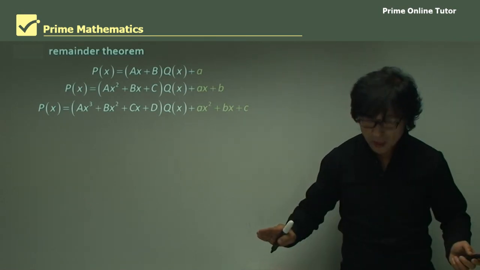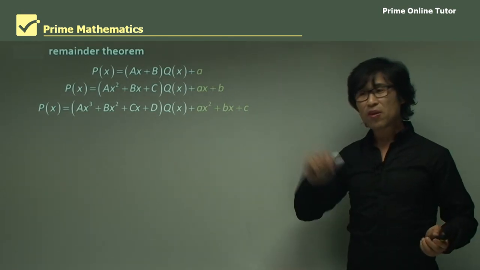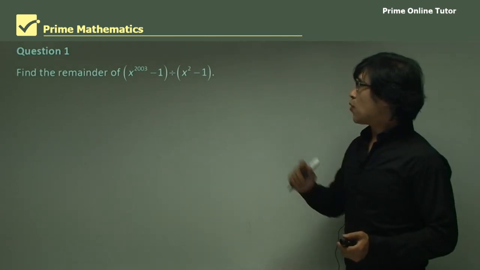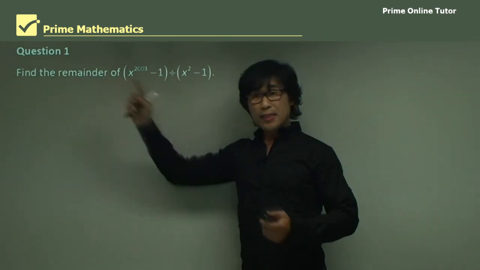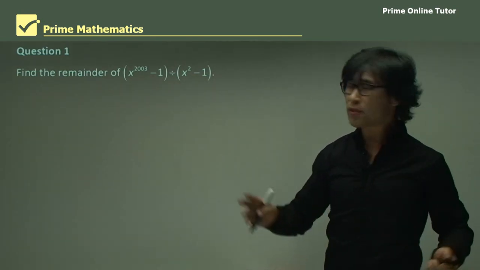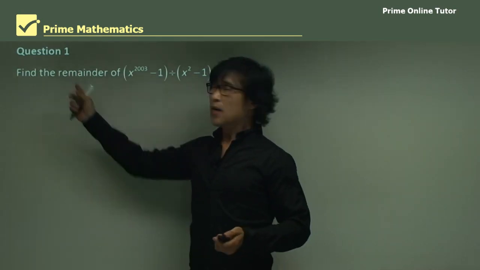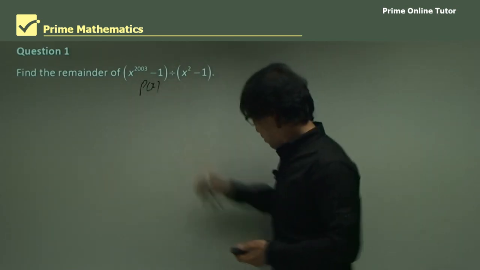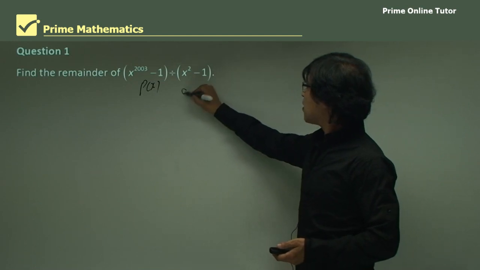Okay, that's everything. Let's get moving by covering the questions. Question one is asking you to find the remainder. Yes, find the remainder. The question does not ask you to find anything else but the remainder. So this is a polynomial, and this will be the divisor.